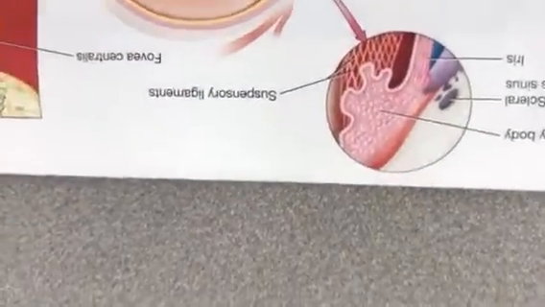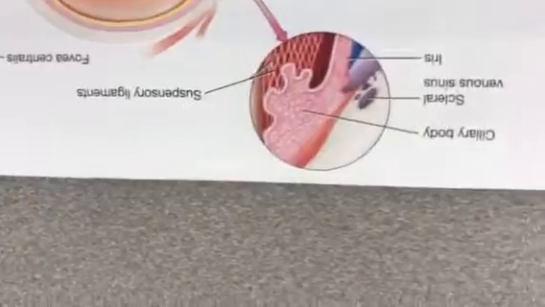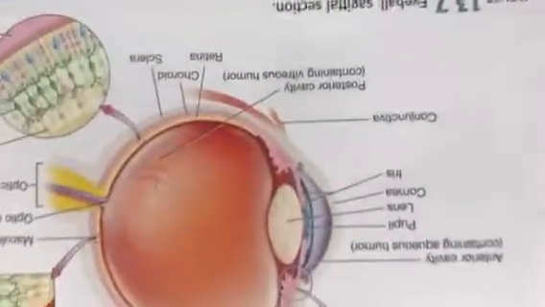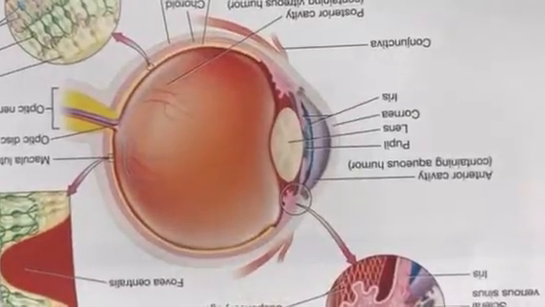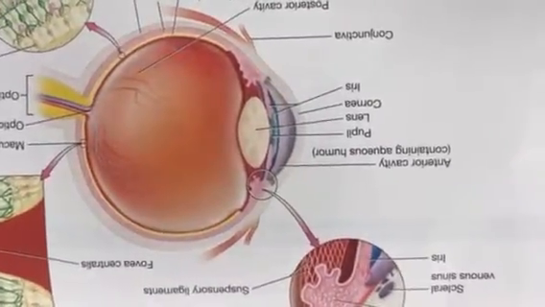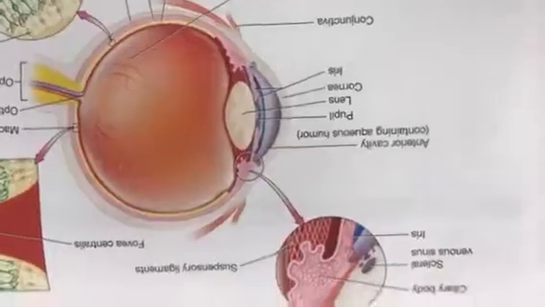The ciliary body releases the clear liquid in the eye and is connected to the iris. The iris is responsible for controlling the diameter and the size of the pupil. The pupil will then regulate how much light enters. When you see near or far, your lens controls this.